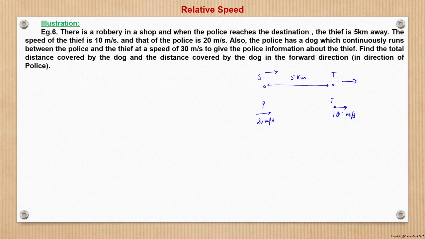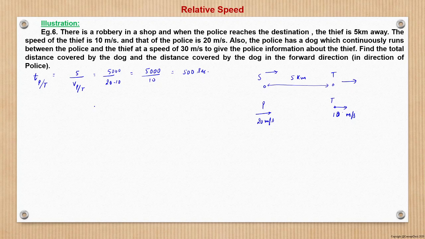So what is the time taken by the police to meet the thief? It is nothing but the total distance 5 upon the relative velocity of the police with respect to the thief. So that becomes 5 upon 20 minus 10. Sorry, this is in kilometers and this is in meters per second. So we make it 5000 meters. So 5000 upon 10. So that is 500 seconds.